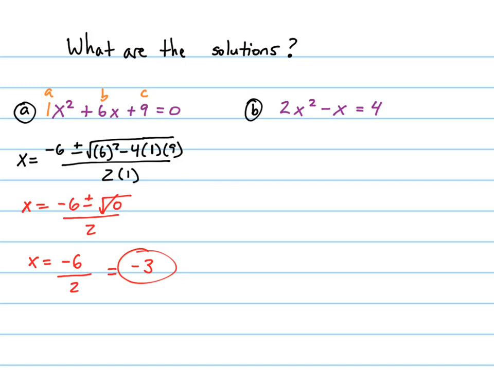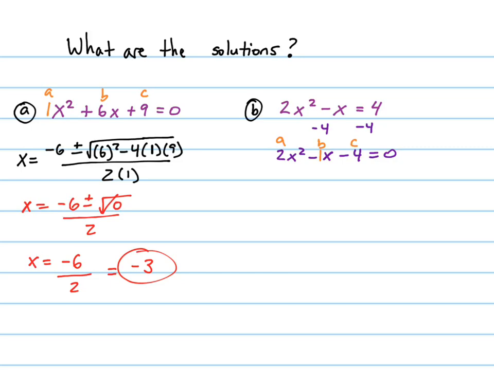In example B, we're going to do the same thing, except in this case, we need to recognize that this isn't set equal to 0. In order to set this equal to 0, I need to move the 4 over by subtracting it. So I'll subtract 4 from both sides. That gives me 2x squared minus x minus 4 equals 0. Now it's in the right form. So now I'll just identify my a, b, and c values. So a is 2, b would be negative 1, and c would be negative 4.